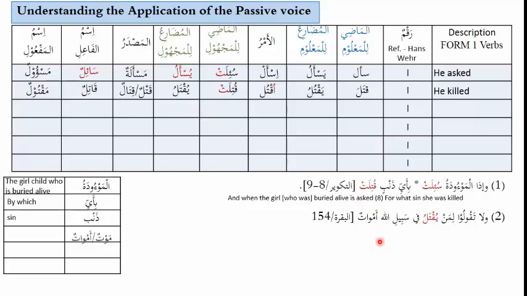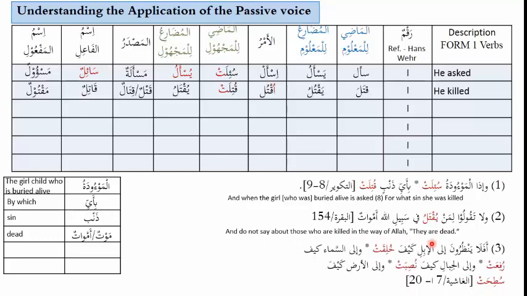Fi sabilillah means in the way of Allah, amwat. Mautun means dead. Amwat means more than one dead, because we are talking about plural, right? Whoever dies in the way of Allah, do not say that they are dead. Okay, that's what it means. And do not say about those who are killed in the way of Allah, they are dead. Okay, let us get to the final ayah.